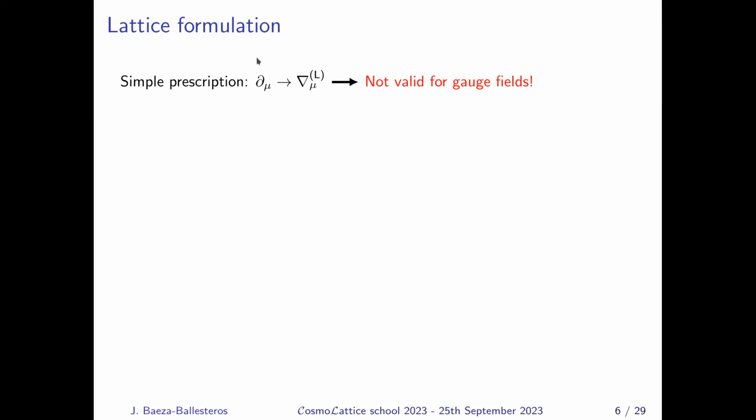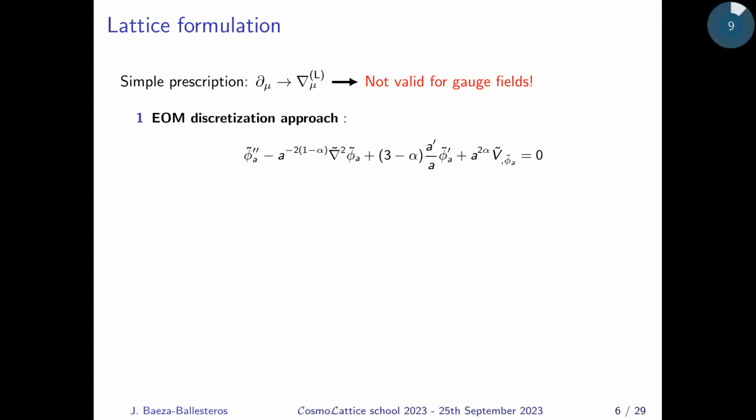However, there are still two different choices, two different ways in which we can lattice our theory. The first one is to consider the equations of motion and apply this prescription directly into the equations of motion. So we get the equation of motion for the scalar field, and we substitute the time derivatives and the spatial derivatives by discrete derivatives.